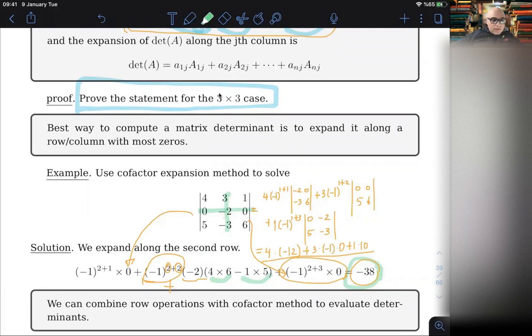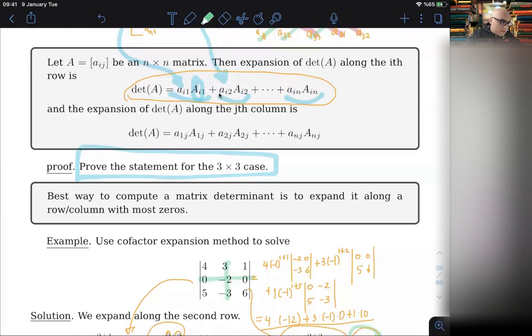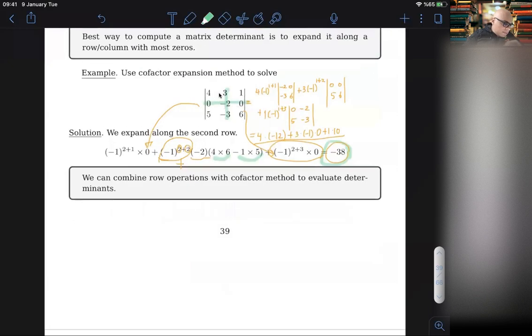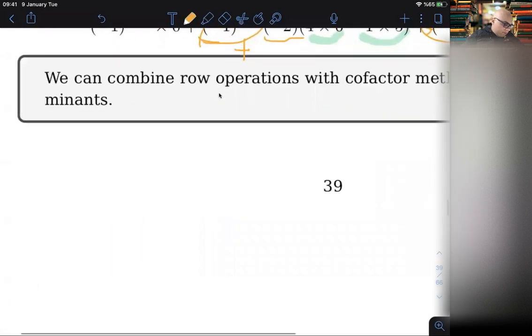Does this apply for 4 by 4 matrices? Yes, this applies to n by n matrices, so general n by n matrices. But let me give an example of 4 by 4, okay? But for easiness, I will write a matrix with a lot of zeros here.